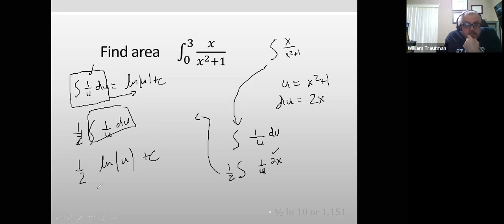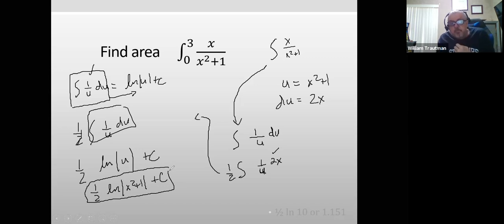And the last thing I got to do, 1/2, oh, I'm running out of room down there. 1 over 2 natural log of u. We said u was x squared plus 1 plus c. So that's what we end up with. All right. Let's try the next one.